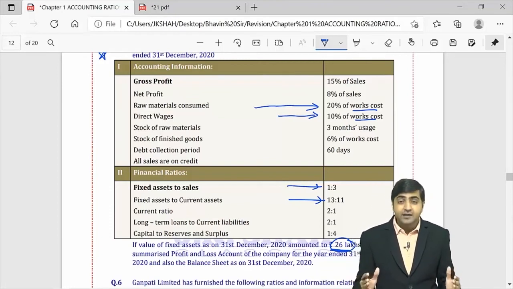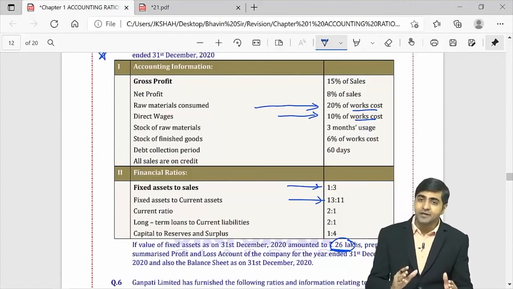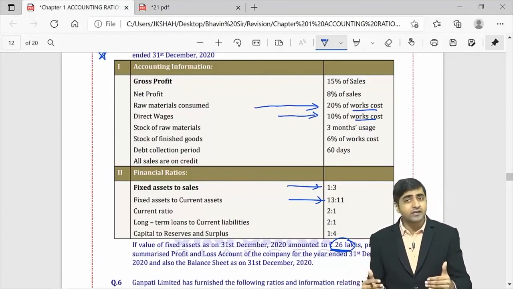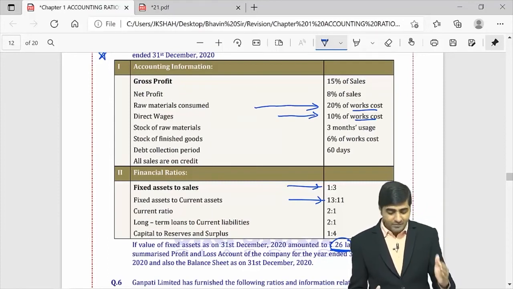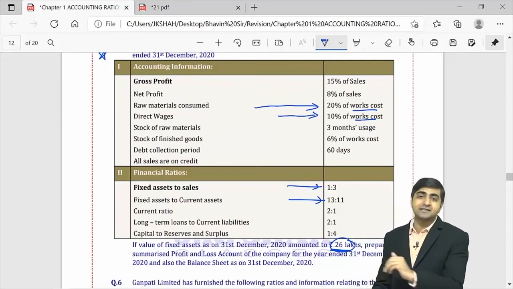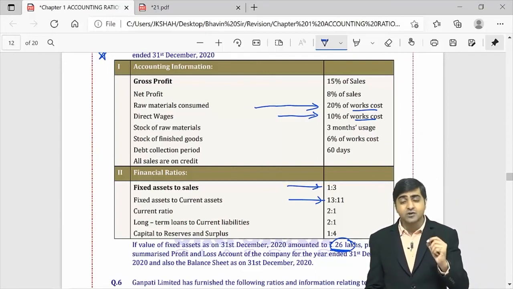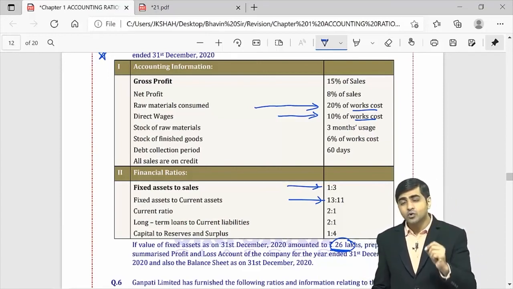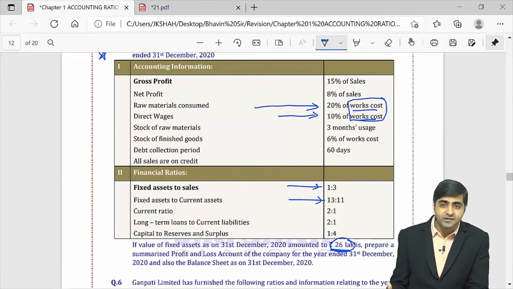So your sales is available with the help of your fixed assets. From that we are going to subtract the GP. We'll be getting the COGS or the work cost in this particular question, and that work cost will be multiplied by 20%, 10% and the balancing 70% to get the other items in the trading and profit and loss account. So this question also, my dear students, I want you to revise one day before the examination, and here the important concept was the interpretation of this work cost.